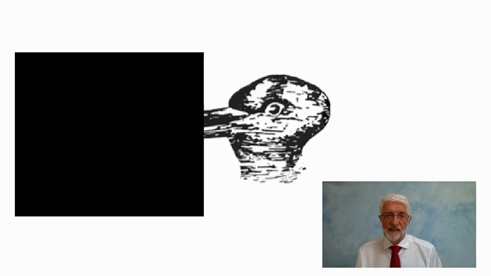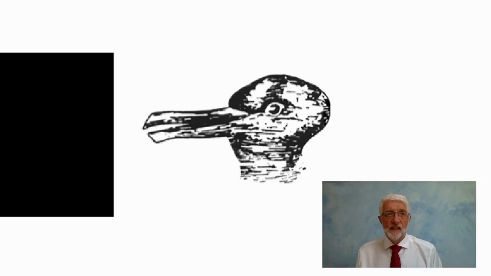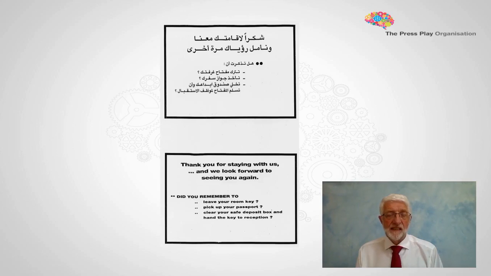And here we can see the mouth of the rabbit, the eye of the rabbit, and the long ears of the rabbit sticking out the back. So if we look at it from left to right, we see a duck. If we look at it from right to left, we see a rabbit. So what does this mean?